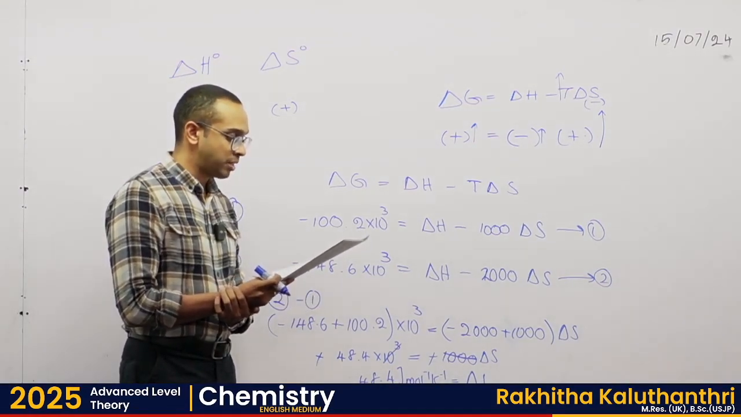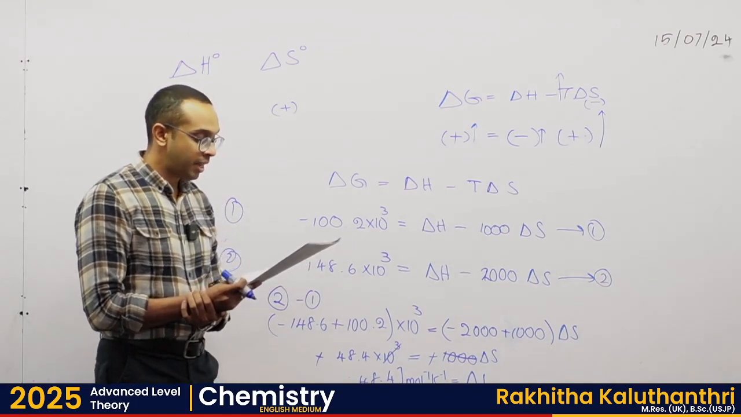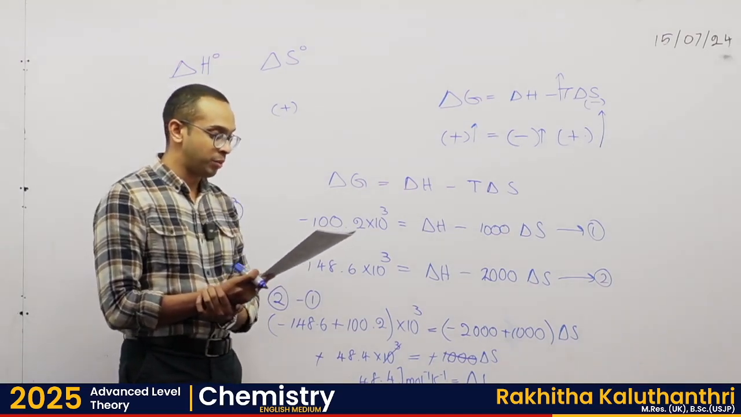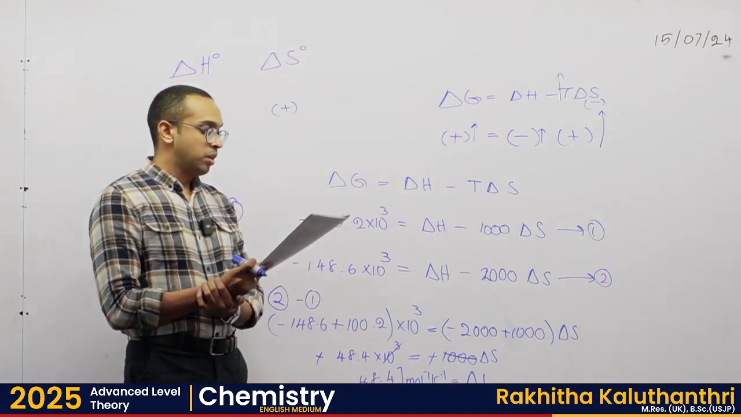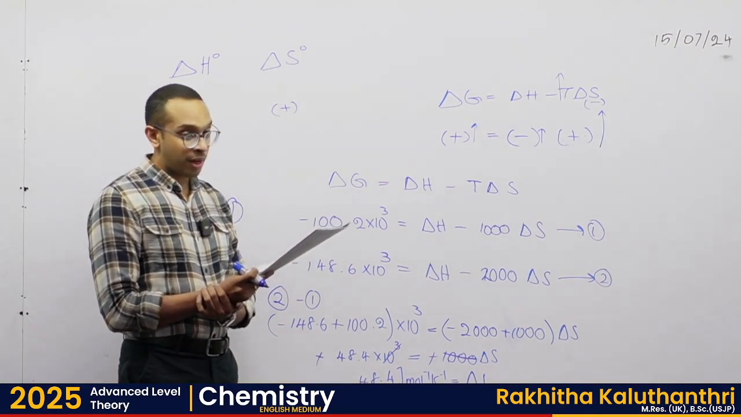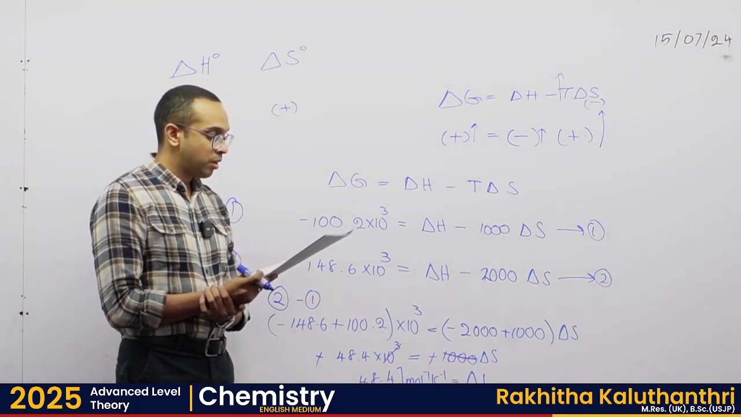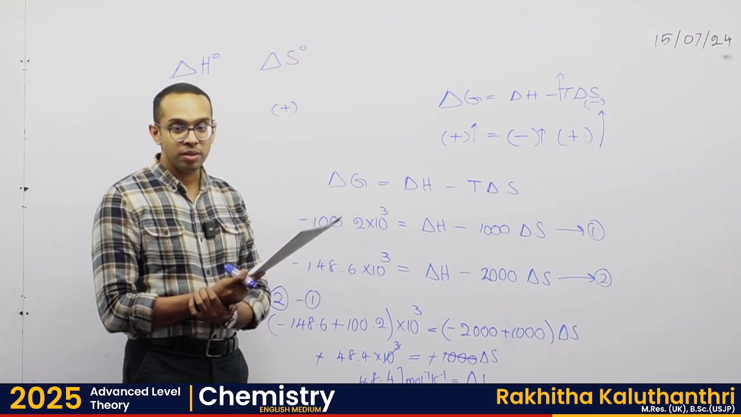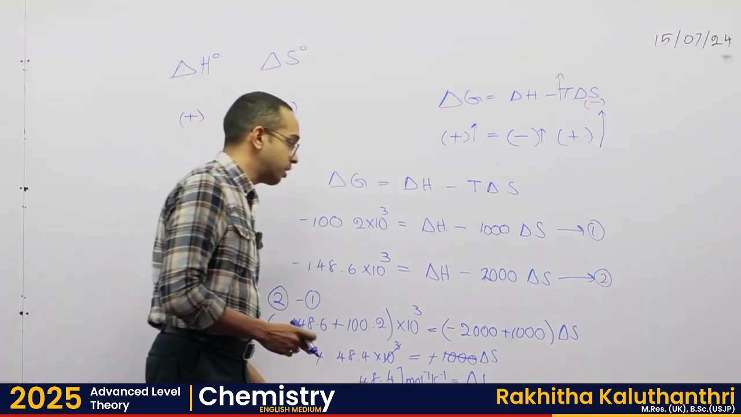enthalpy change of vaporization and the entropy change of vaporization of a liquid are given to you. Entropy and enthalpy are both given. Calculate the boiling point of the liquid.